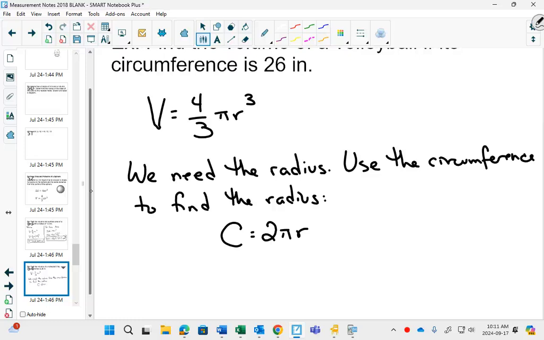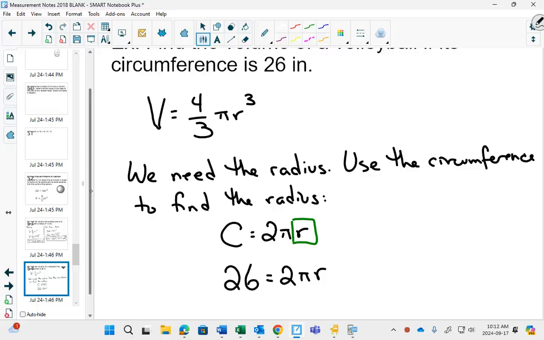So on your formula sheet, there's a formula for circumference, that the distance around a circle is 2 pi r. So they tell us that the circumference is 2 pi r. We want to solve for r, and they tell us that the circumference is 26. So we can insert 26 in for C, and now we need to solve for r.